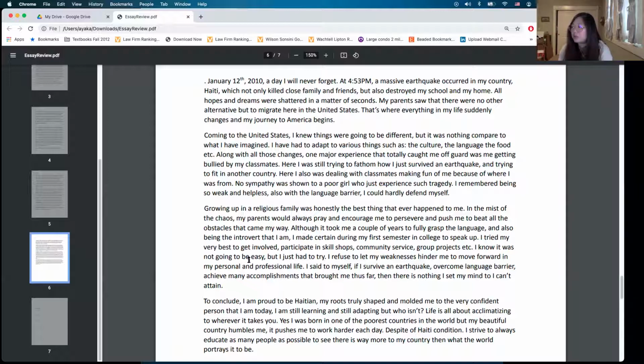No sympathy was shown to a poor girl who just experienced such tragedy. I remembered being so weak and helpless. Also, with the language barrier, I could hardly defend myself. Growing up in a religious family was honestly the best thing that had ever happened to me. In the midst of the chaos, my parents would always pray and encourage me to persevere and push me to beat all the obstacles that came my way.